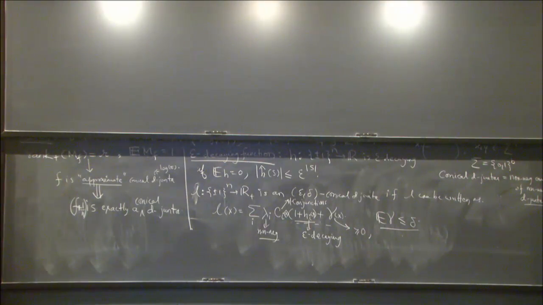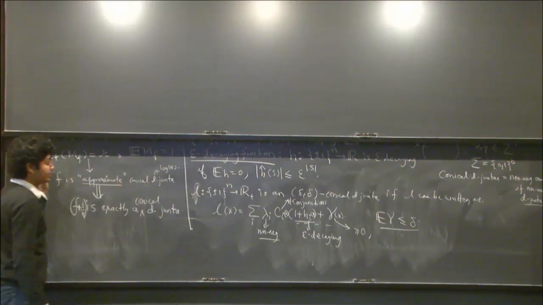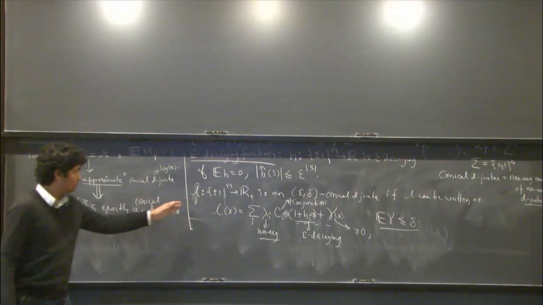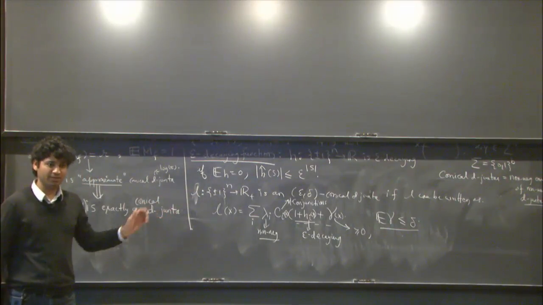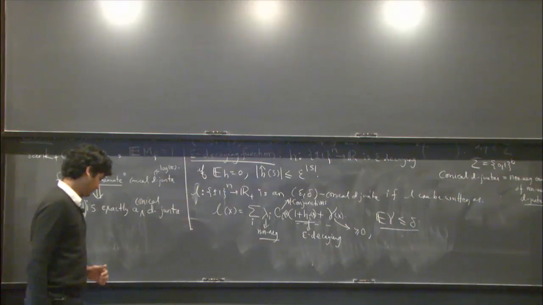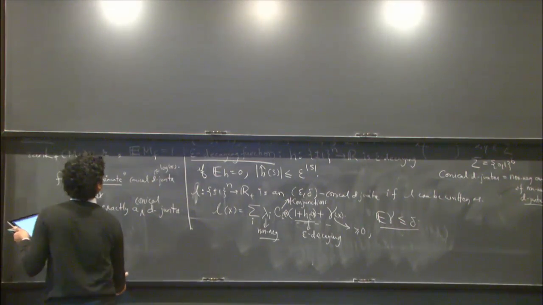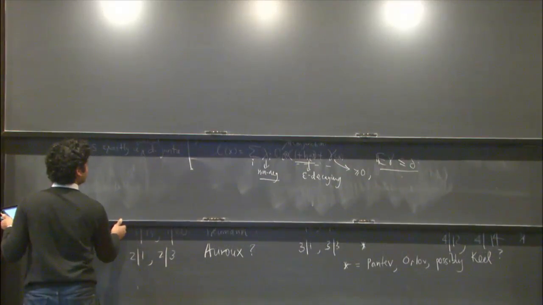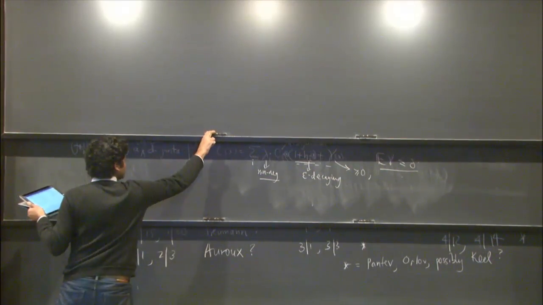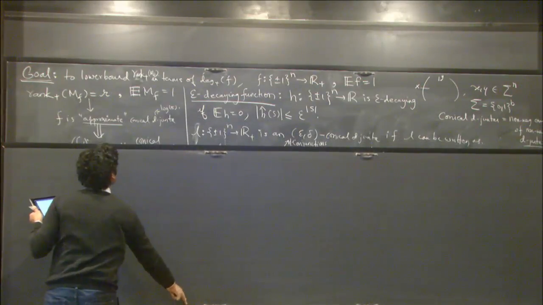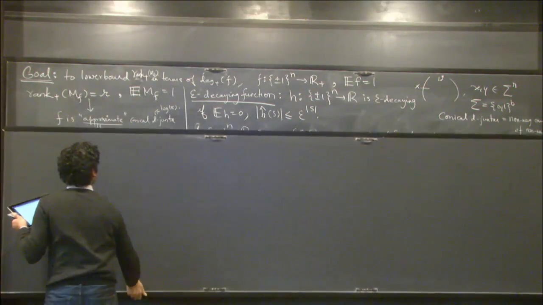In the first step, what I'm going to do is use the fact that the non-negative rank of M_f is small, and obtain that f must be an epsilon delta conical d junta for some values of epsilon and delta. Let's see, we can push this up a little bit. Not the most efficient way to do it.